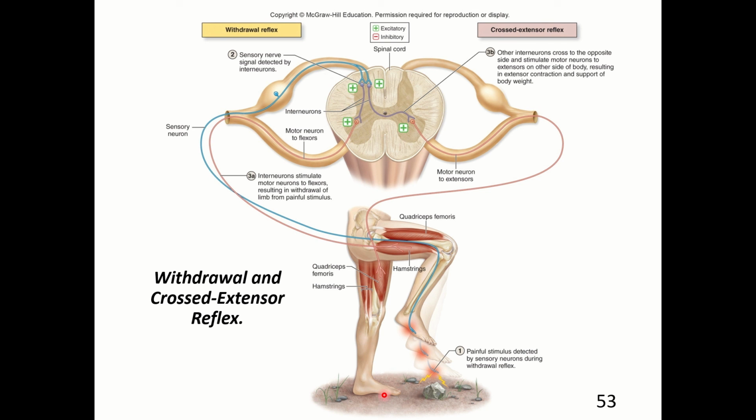Here's another example of the withdrawal and crossed extensor reflex from simply stepping on a hot rock. So again, that's going to be the noxious stimulus. It's painful in this case and elicits the withdrawal. So here goes the sensory input all the way up to the spinal cord. And it's going to be activating the flexors, so your hamstrings in this case, whereas the opposite side will be activating your extensors, your quadriceps, to hold that leg steady so you don't fall down.